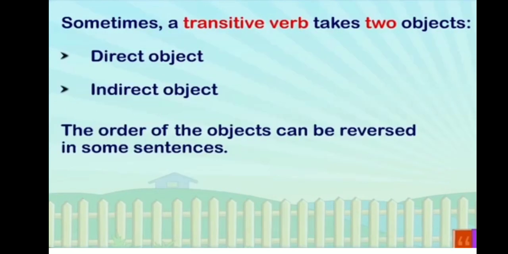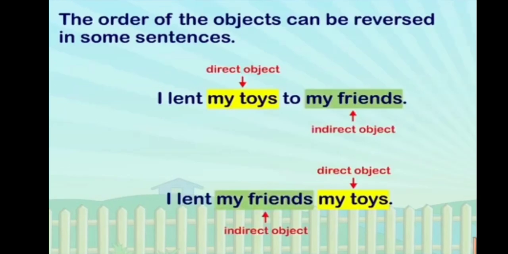Sometimes a transitive verb takes two objects, for example, a direct object and an indirect object. The order of the objects can be reversed in some sentences. Let's see.